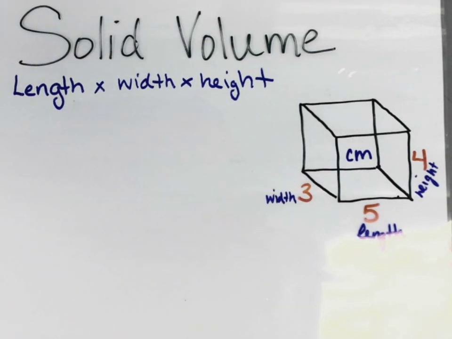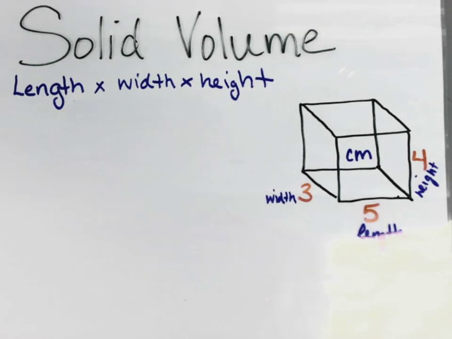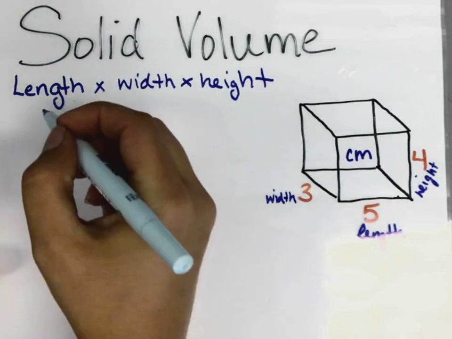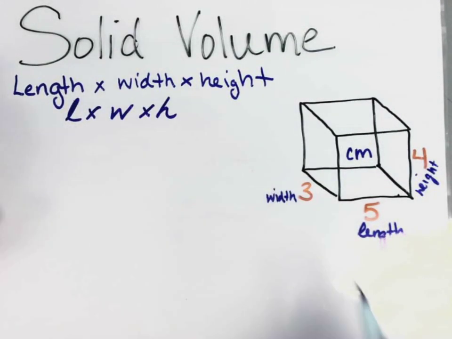This video is going to talk about measuring solid volume. So as you can see, if we have an object that's rectangular in shape, something that's very square, rectangular, specific, we can use a formula. Our formula is length times width times height. We can simplify that. We can do L times W times H.